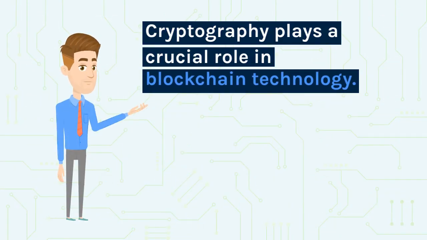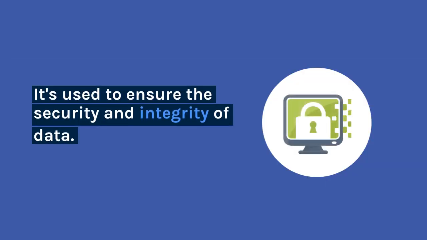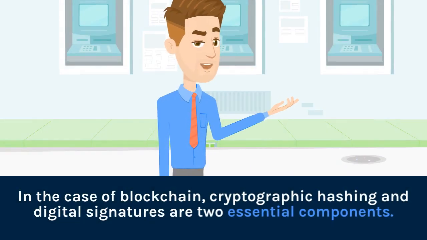Cryptography plays a crucial role in blockchain technology. It's used to ensure the security and integrity of data. In the case of blockchain, cryptographic hashing and digital signatures are two essential components.